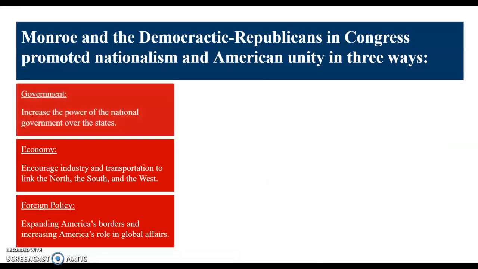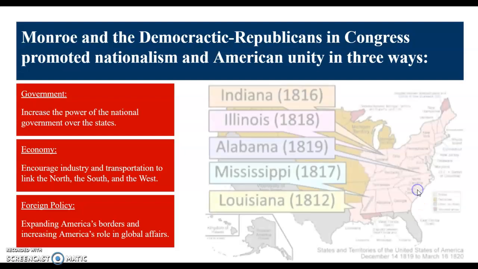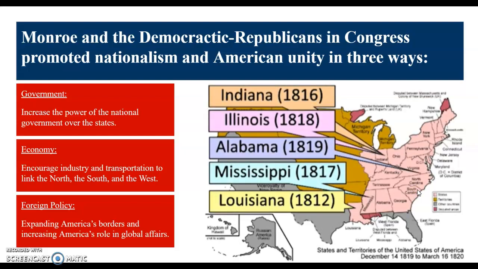And the third way that Monroe and the Democratic Republicans in Congress promoted nationalism and American unity was through foreign policy. They expanded America's borders and increased America's role in global affairs. So following the War of 1812 and through Monroe's presidency, we see this boom period of states being admitted into the Union. We have Indiana, Illinois, Alabama, Mississippi, Louisiana, all admitted into the Union as states.